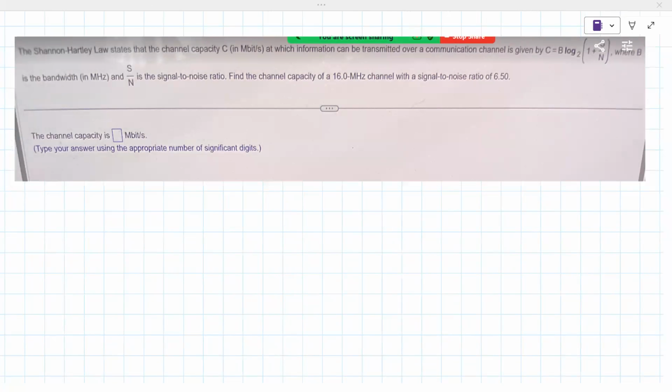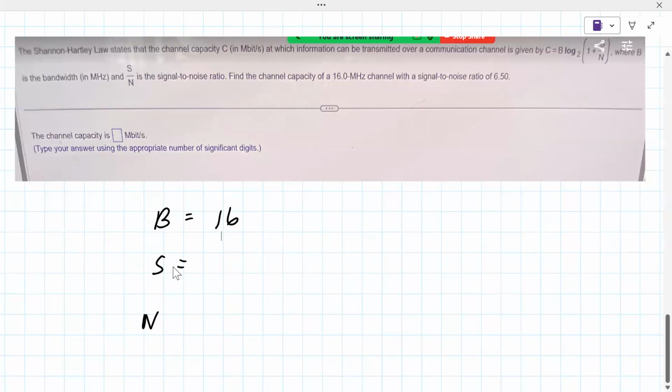I guess it's an S over N. Okay, so they're telling you to figure out the channel capacity C. And so you need to know the value of B, S and N. B is the bandwidth in megahertz. So B is 16.